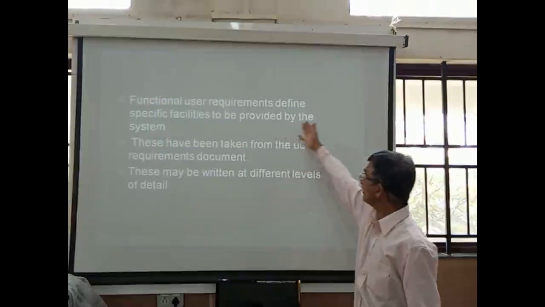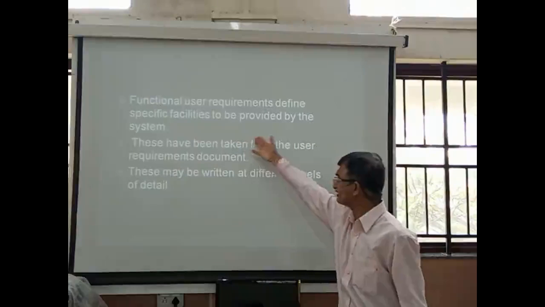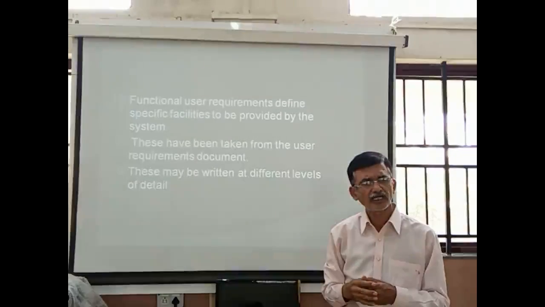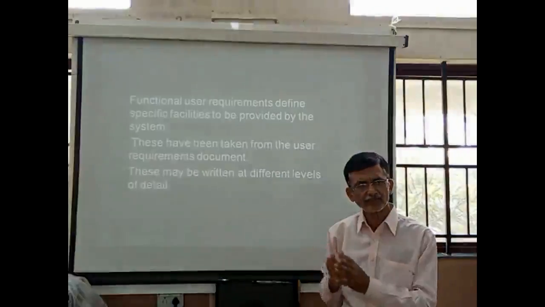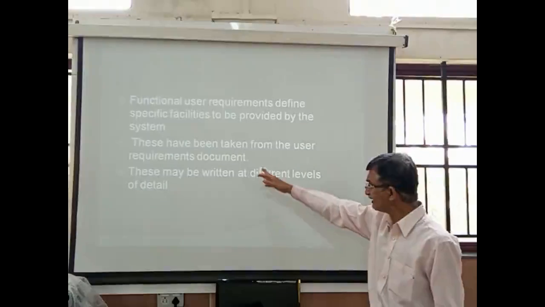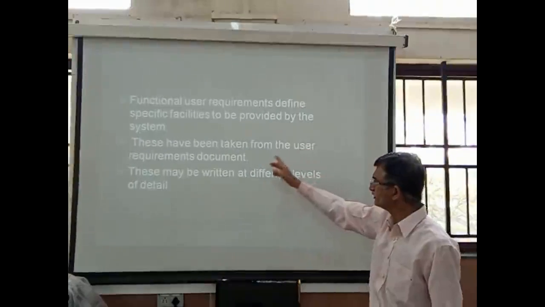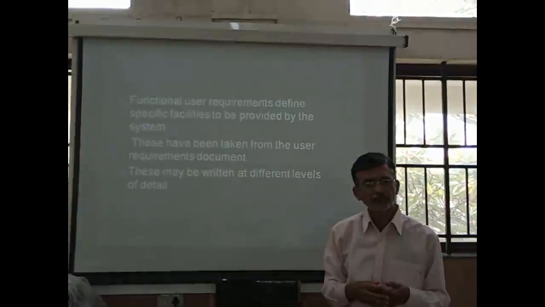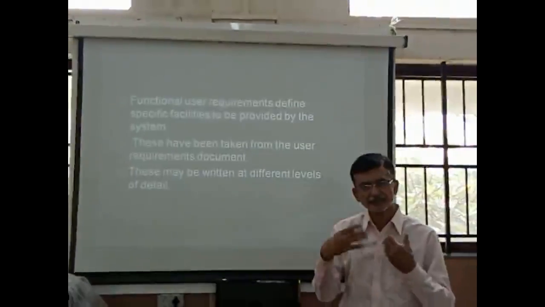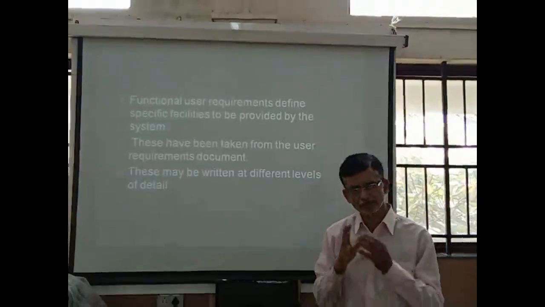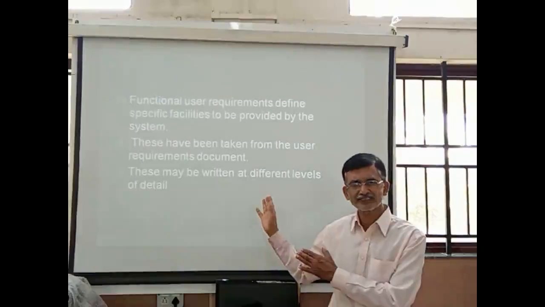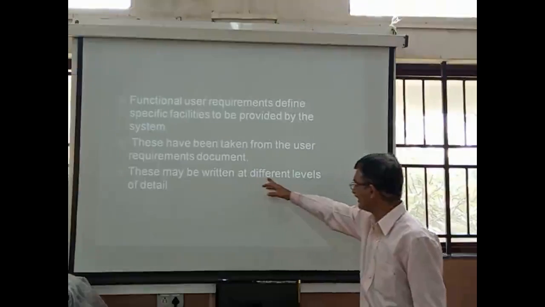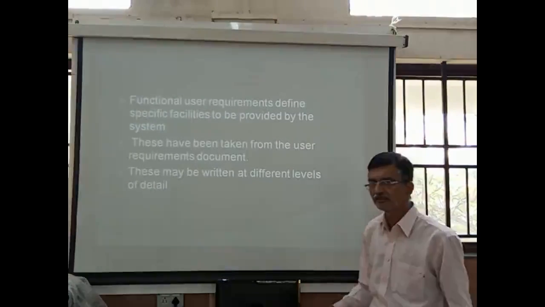The functional user requirements define specific facilities to be provided by the system. So these functional requirements are particular facilities available by the system. These have been taken from the user's requirement document. So there is something called the user's requirement document, which speaks about the various services the user gets from a particular system. This we will study as an independent topic. These may be written at different levels of detail.